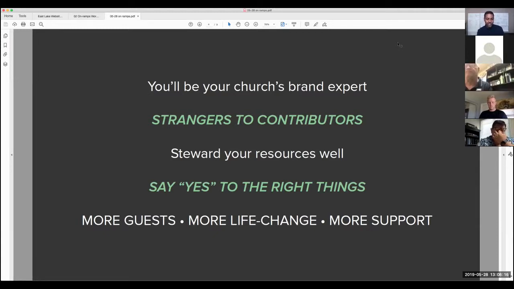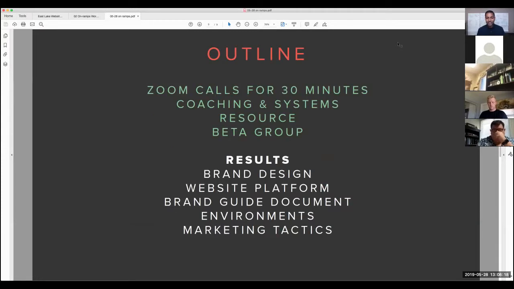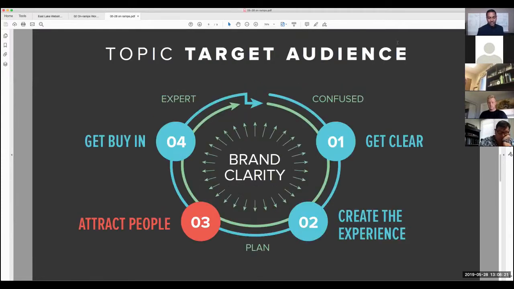Ultimately, once you get more guests, more life change taking place, and get some more support for your church.